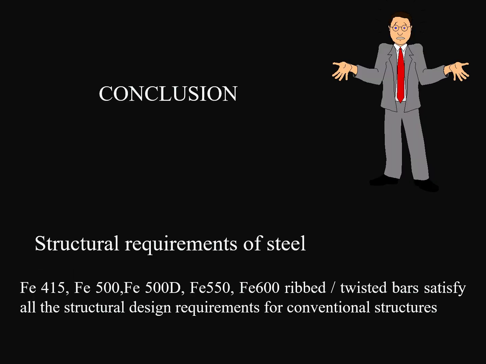Conclusion: structural requirements of steel. Fe 415, Fe 500, Fe 500D, Fe 550, Fe 600, ribbed or twisted bars satisfy all the structural design requirements for conventional structures.